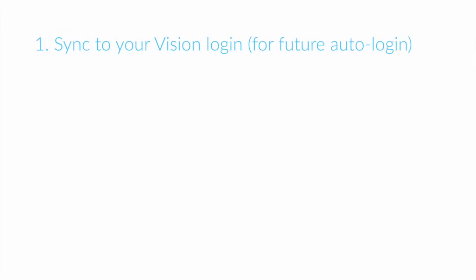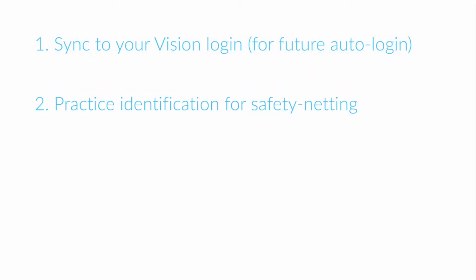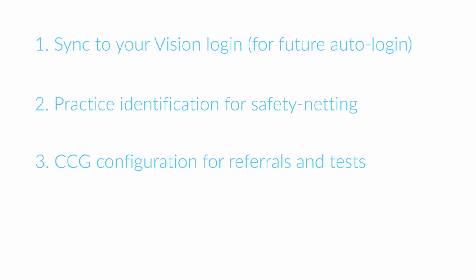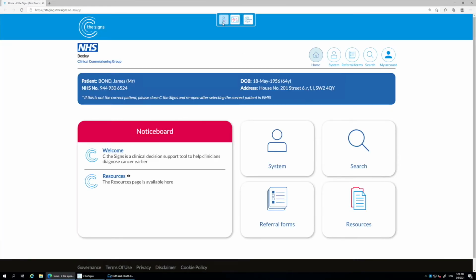The first time you ever click on one of these 2 buttons, you'll be asked to register as a user of See the Signs. This is important for 3 reasons. Firstly, we sync up your Vision login details with See the Signs, so in future, See the Signs will automatically recognise that it's you and log you in. Secondly, we need to know what practice you're in because of this Practice Dashboard safety netting function. Lastly, we need to know what CCG you're in because we configure the tool to what direct access is available in your area.